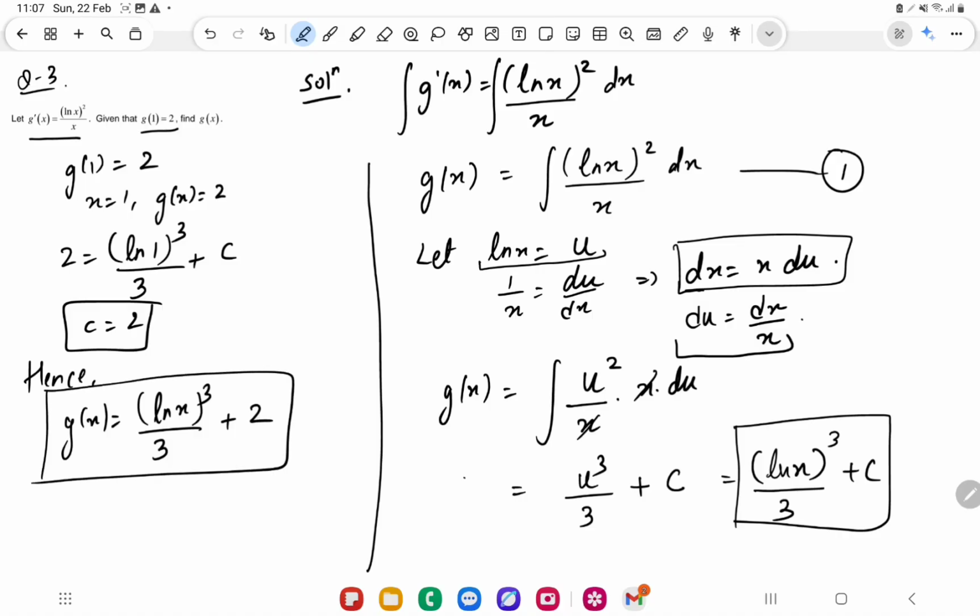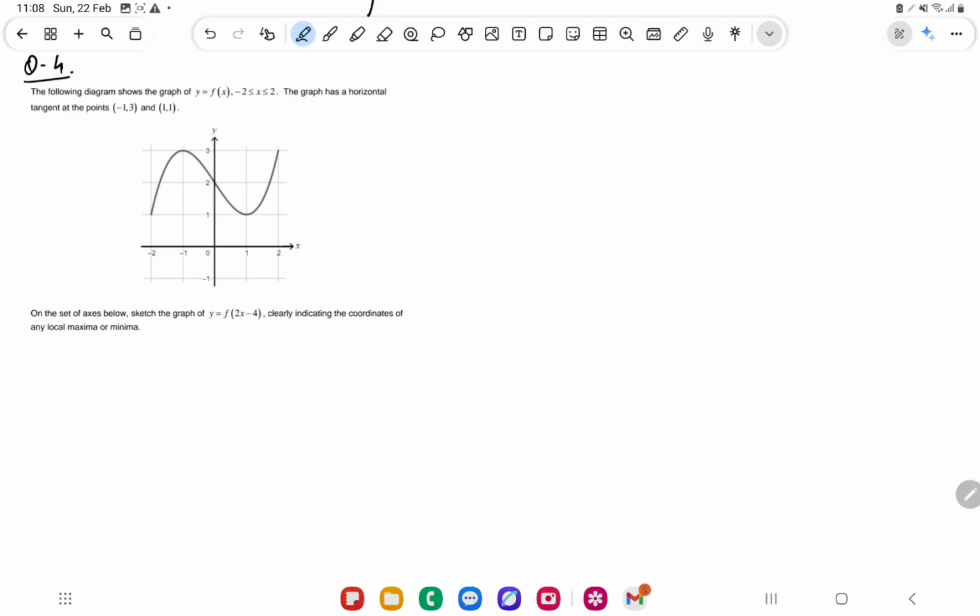Now let's move to the next question. In this question, we are given the graph of y equals f(x) between minus 2 and 2. The graph has a horizontal tangent at (minus 1, 3) and (1, 1). It means it has a horizontal tangent at these points. On the set of axes given to you in the answer, sketch the graph of f(2x minus 4), where we have to indicate the coordinates of any local maxima or minima.